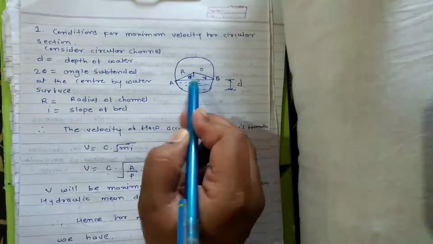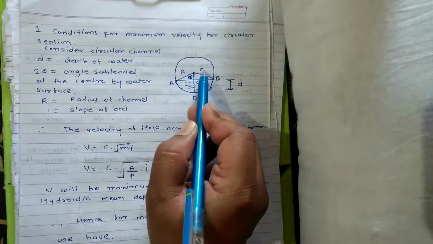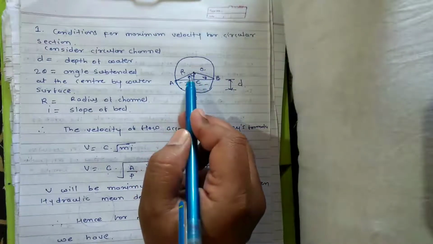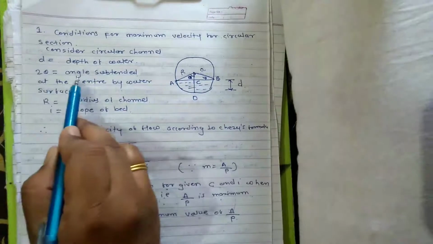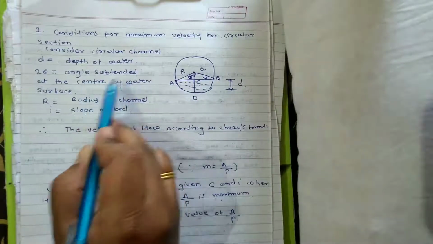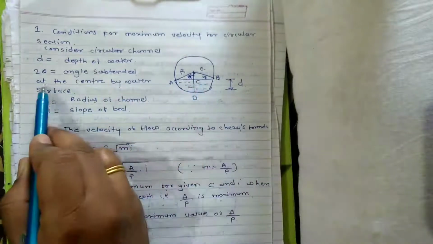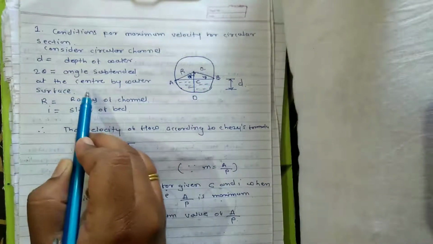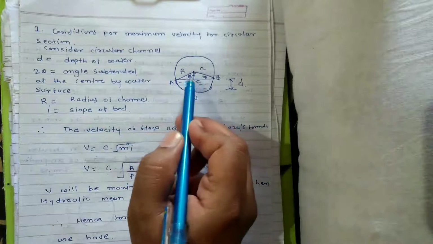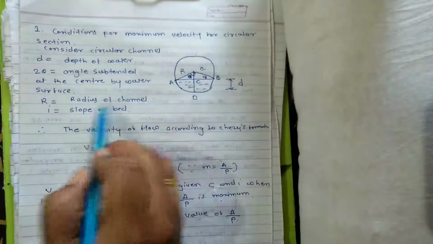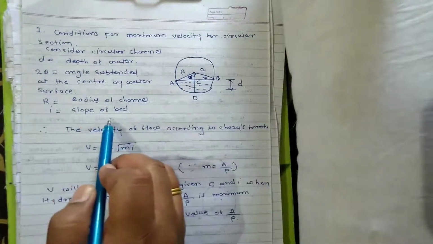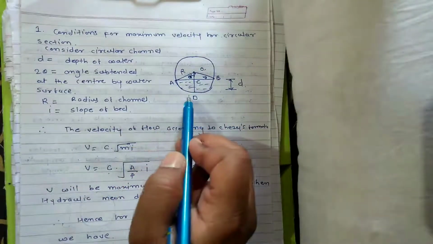AB is the free surface, O is the center of that circle, R is the radius, and this 2 theta is nothing but the angle subtended by that free liquid surface at the center, right? This is your 2 theta, this total angle. And R is the radius, i is the slope of the bed. Now consider this circular channel section.